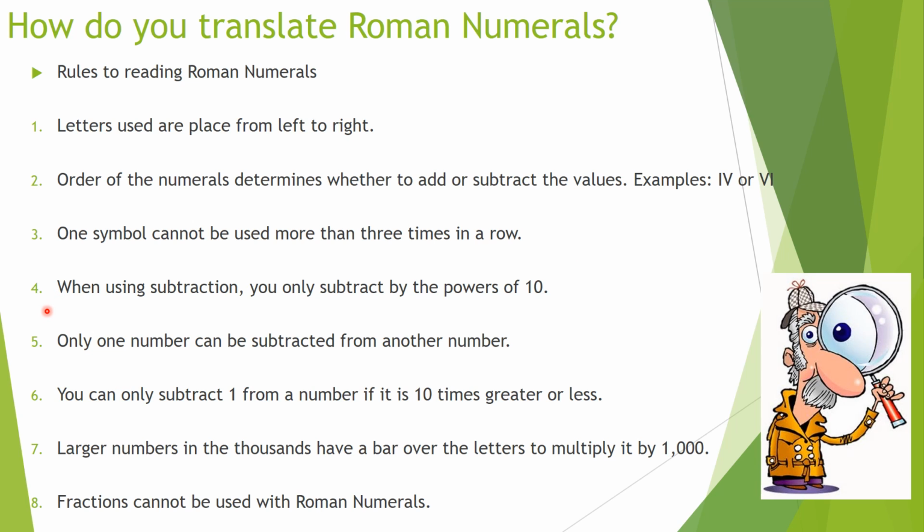And the fourth rule is when using subtraction, you only subtract by the powers of 10. And then the fifth rule is only one number can be subtracted from another number. The sixth rule is you can only subtract 1 from a number if it is 10 times greater or less. The seventh rule is larger numbers in the thousands have a bar over the letters to multiply it by 1,000. And then 8 is that fractions cannot be used with Roman numerals.